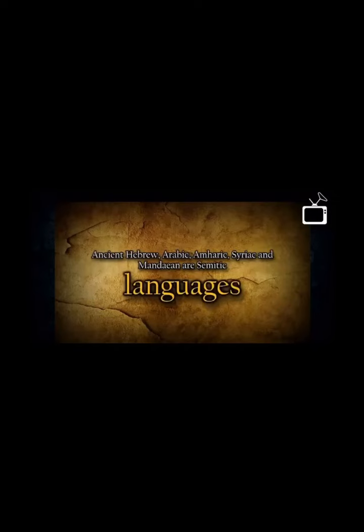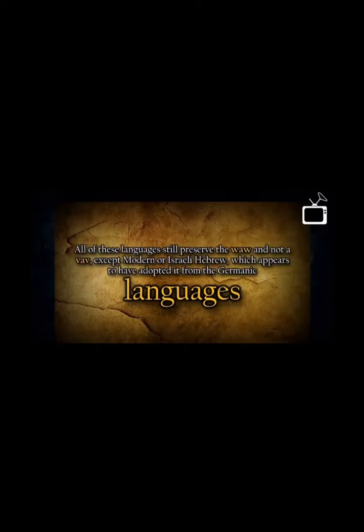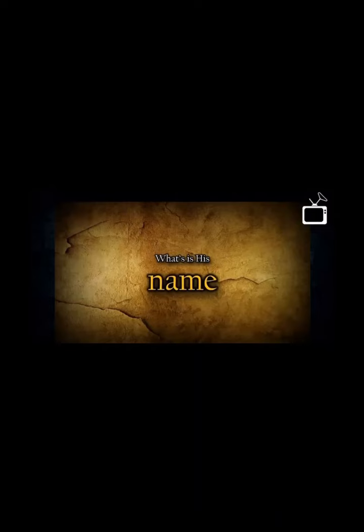So ancient Hebrew, Arabic, Amharic, Syriac, and Mandaean are Semitic languages. And guess what? They all use the wa sound. All these languages still preserve the wa and do not use a va, except the modern Israeli language, which appears to have adopted it from the Germanic languages. I put Hebrew, but I have to correct that. So we just shut down using that whole va sound.